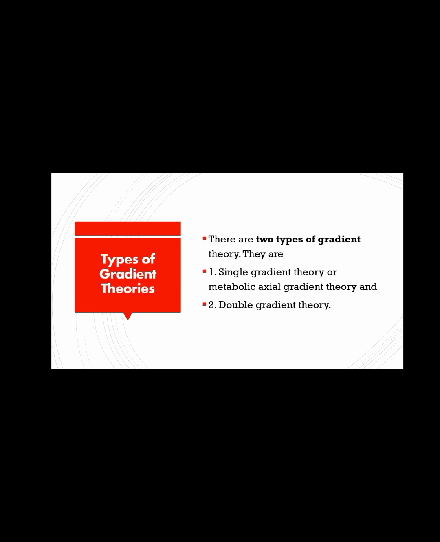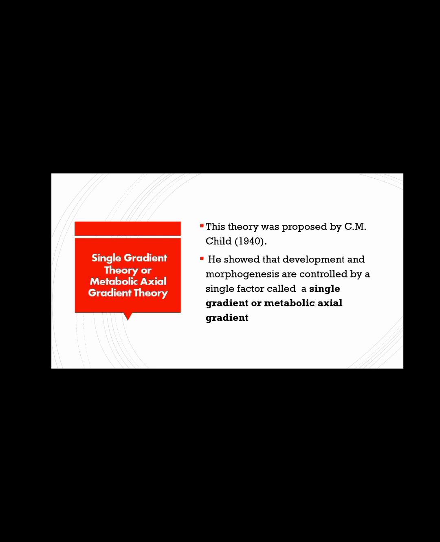The next one is types of gradient theory. There are two types of gradient theory. First one is single gradient theory or metabolic axial gradient theory. Second one is double gradient theory. First we see about single gradient theory.